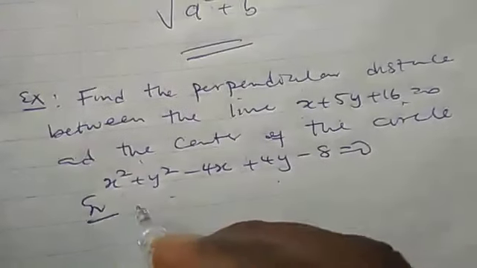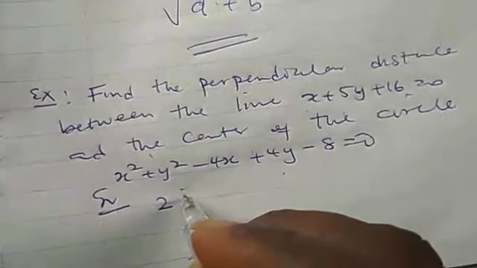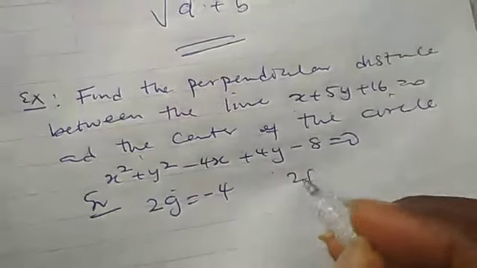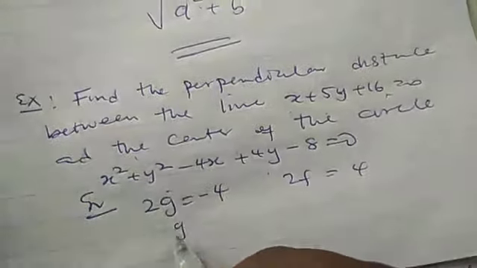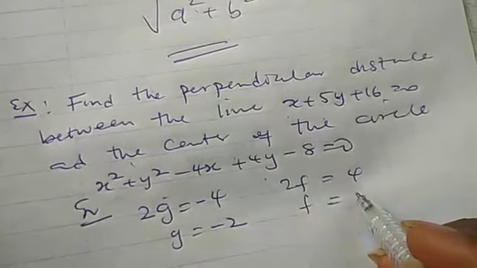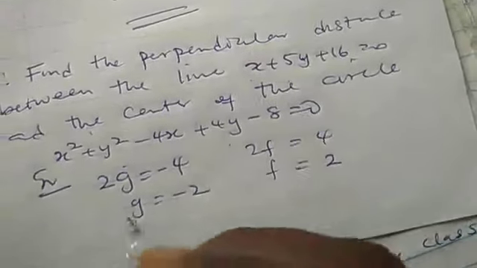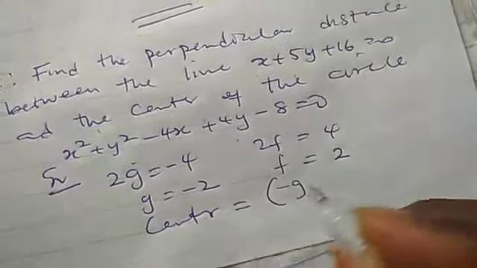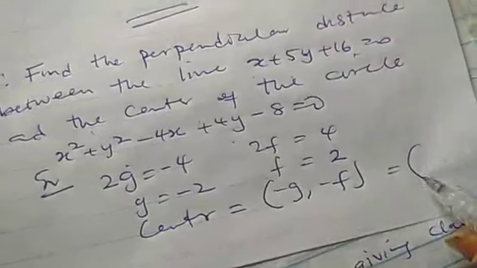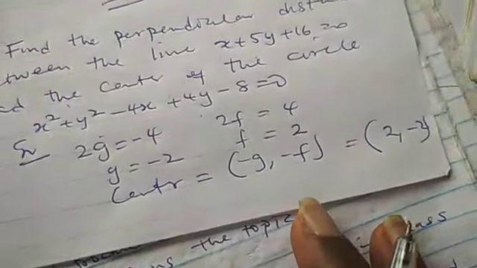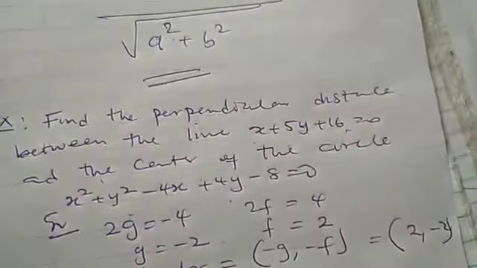And as usual, if you use the formula, we know that 2g is equal to minus 4. 2f is equal to 4. Then our g is minus 2, and our f is 2. Therefore, if you remember, the center will be minus g comma minus f. That is 2 comma minus 2. So that will be the center of the circle. So we can now make use of this formula.